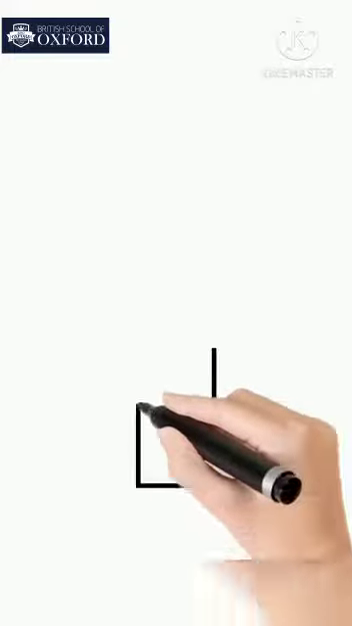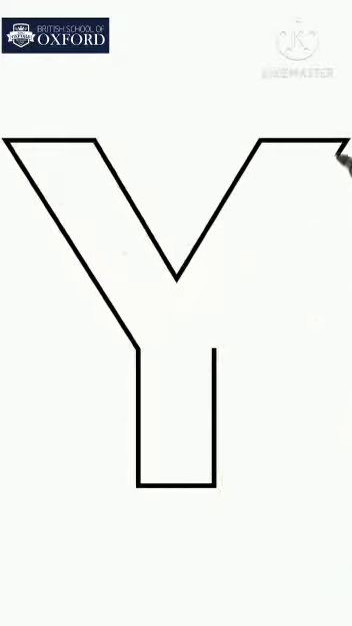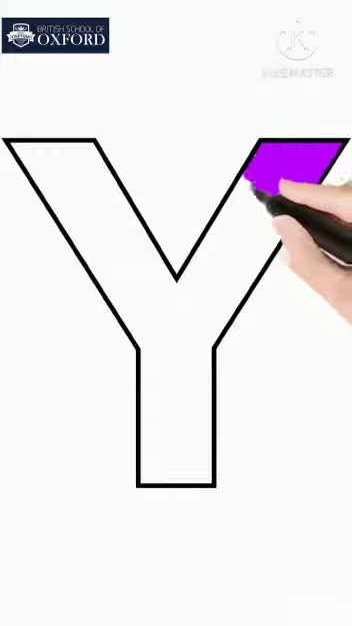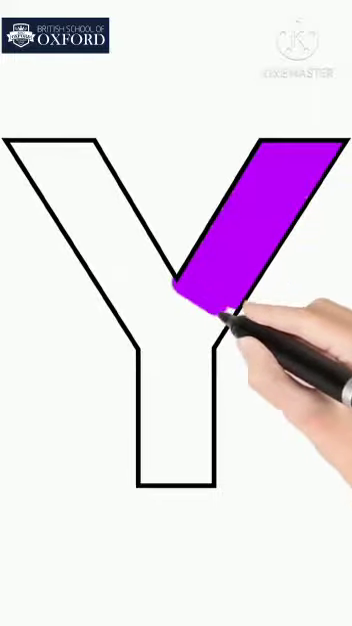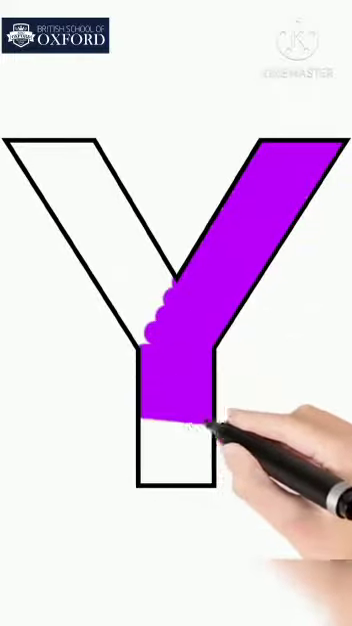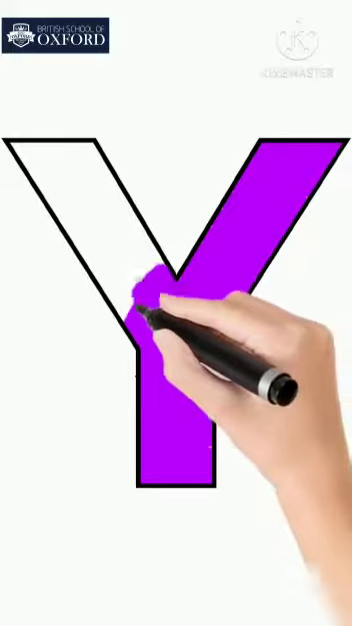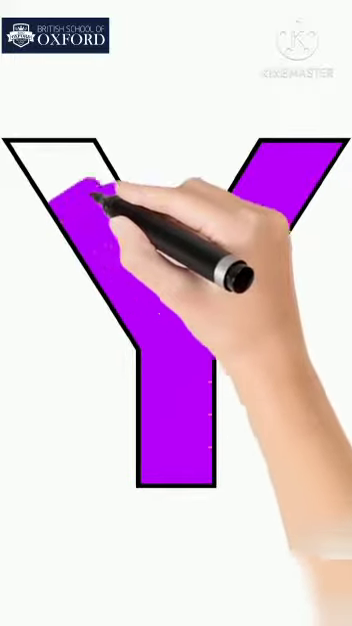Now come on the word and know how we can write the letter Y. It's a Y. Which letter is here? Y. And its sound is Y. Read with me. It's a letter Y and its sound is Y. And here is a yolk. What is this? Yolk.